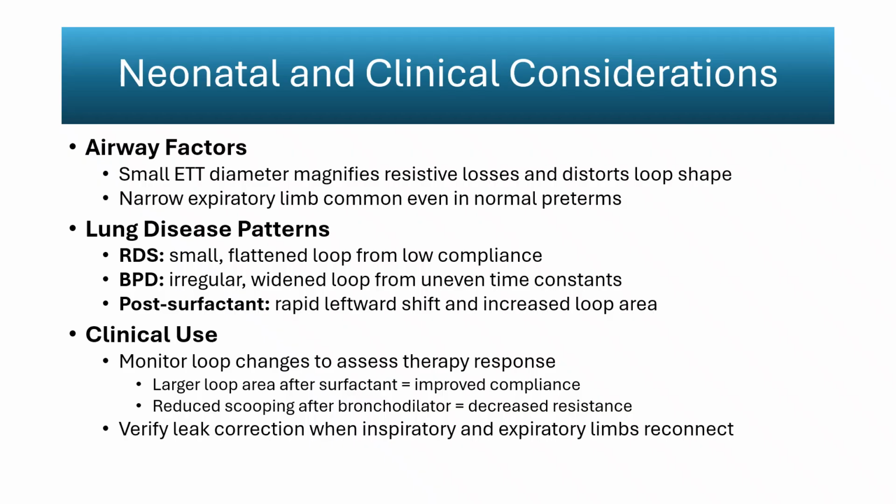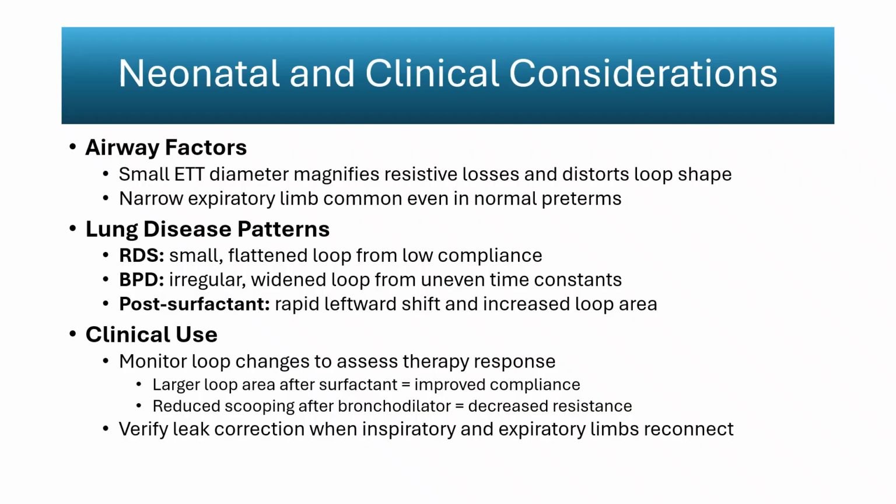Different neonatal lung diseases create characteristic loop patterns. In respiratory distress syndrome, low compliance limits tidal volume and dampens both inspiratory and expiratory flow, producing a small, flattened loop. In bronchopulmonary dysplasia, time constants vary widely across different lung regions. Some areas empty quickly, while others empty slowly, causing widening, irregularity, and distortion of the loop contour.